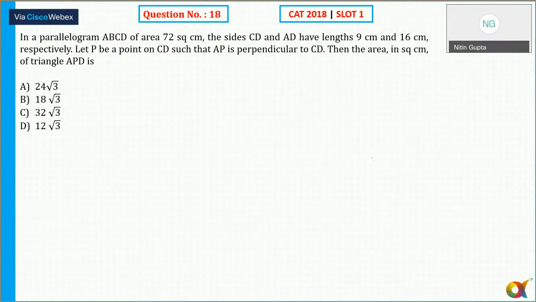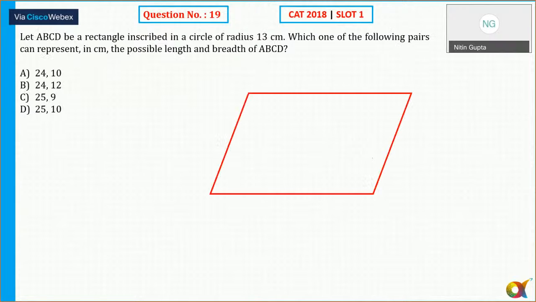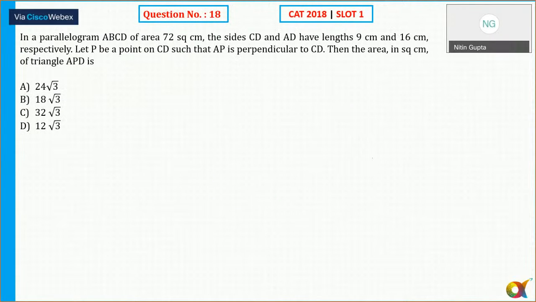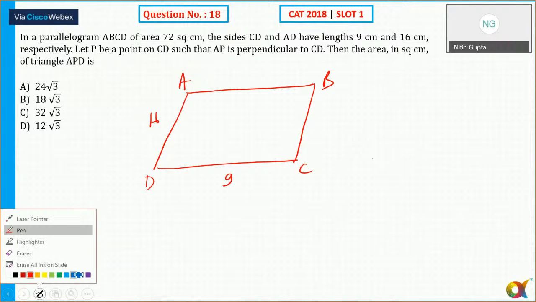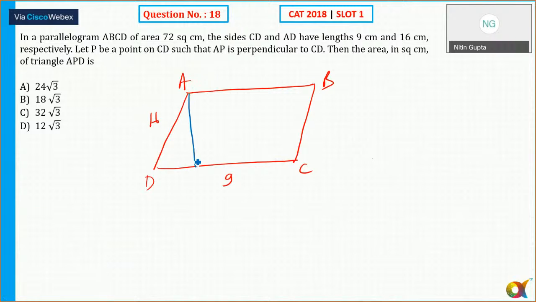Now, it is again from geometry. In a parallelogram ABCD. So there is a parallelogram ABCD. Let me mark that A, B, C, D. Of area 72, the sides CD and AD have length 9 and 16. So CD is equal to 9 and AD is equal to 16 here. Let P be a point on CD such that AP is perpendicular to CD. So I take a point here, AP is perpendicular to CD.